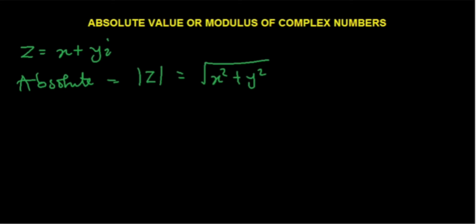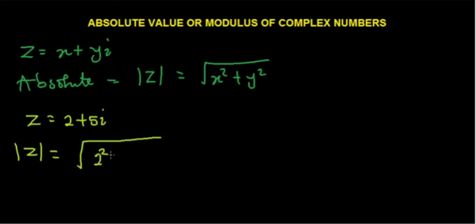Let me give an example. Suppose you're given z equals 2 plus 5i, and you want to find the absolute value of this. What you need to do is take the square root of 2 squared plus 5 squared, and that will be the square root of 4 plus 25, which is the square root of 29.